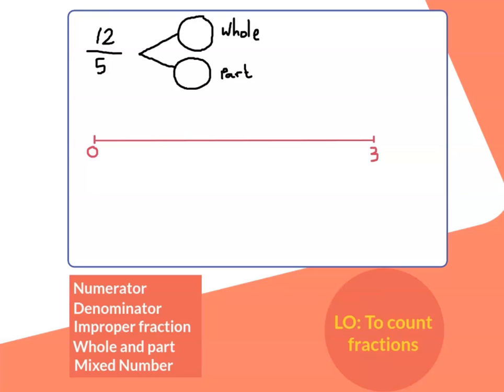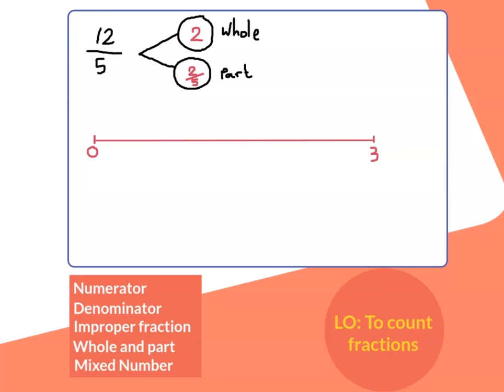Okay, first of all, how many wholes are in 12/5? Well, you've got 5, 10. There are 2 wholes and 2 parts left over. So 2 wholes and 2/5.